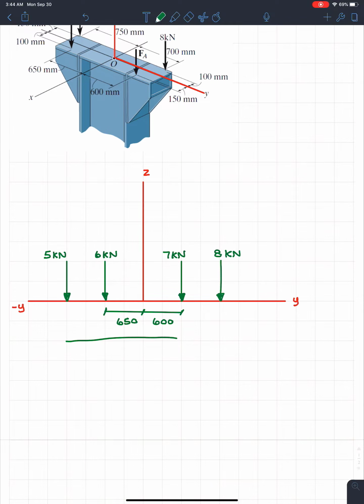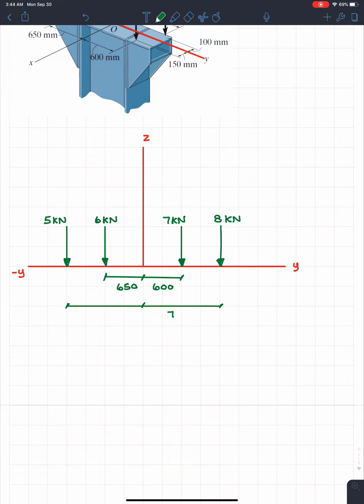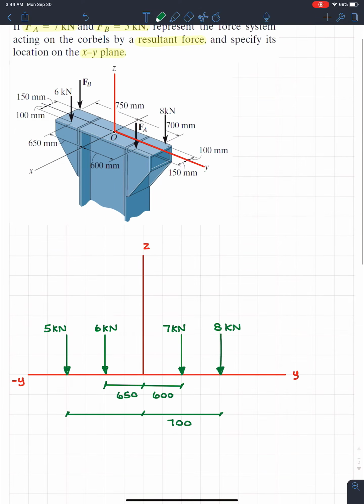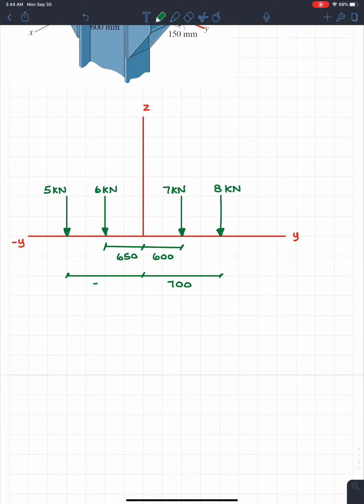And then let's find the distances to the further forces. This will be something like this. If we're looking at the 8 kilonewtons, we see that it's 700 away. And if we look to the other side for FB, we see that it's 750. I didn't really have room for millimeters in some spots, so I'm just going to put a star and put millimeters.